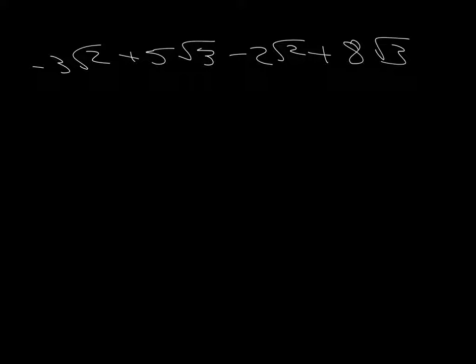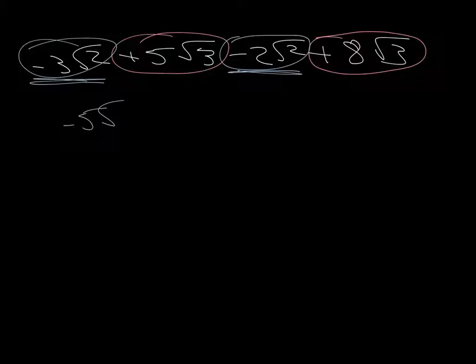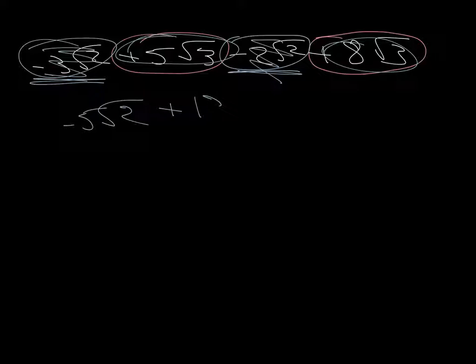Negative 3 square root of 2 plus 5 square root of 3 minus 2 square root of 2 plus 8 square root of 3. Alright, so these are like terms. Make sure you circle the sign. And these are like terms. So let's add the like terms in blue. Negative 3 plus negative 2 is negative 5 square root of 2. Alright, so we combine those. Positive 5, positive 8 is 13 square root of 3. So we combine the things that were common there, and that ends up being our answer.